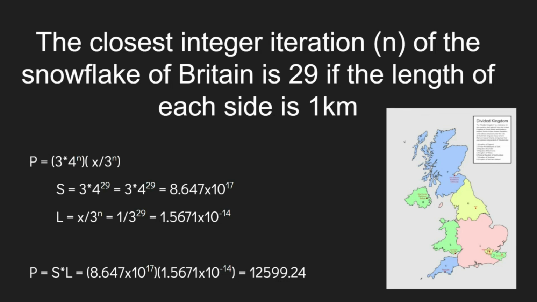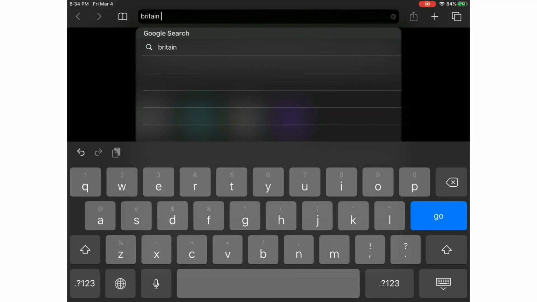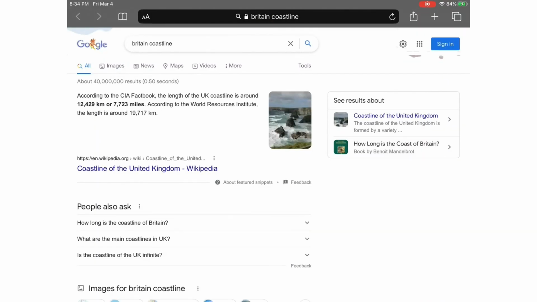The closest integer of the snowflake is 29, which is plugged in as n, and it results in a perimeter of 12,599 kilometers, where the length of each original side x is 1 kilometer. Let's do a quick Google search. It matches right up with our calculation.